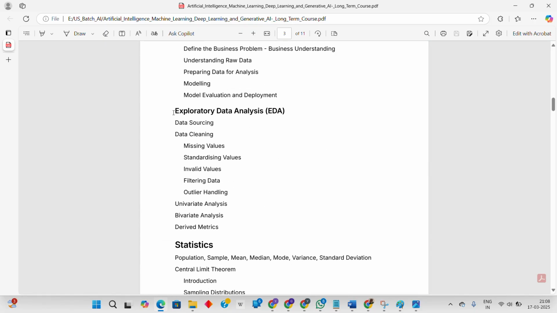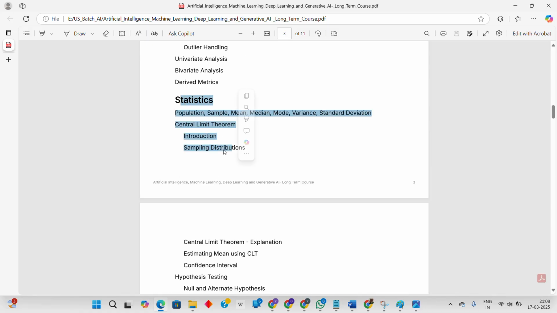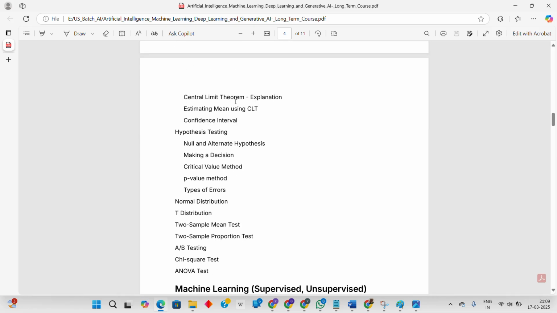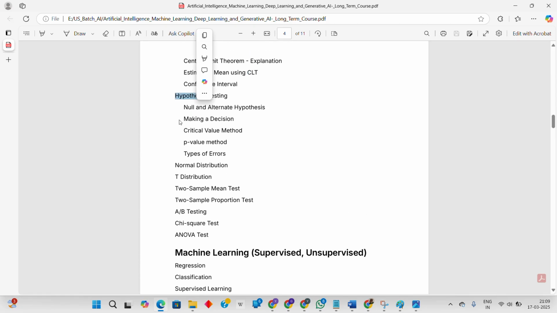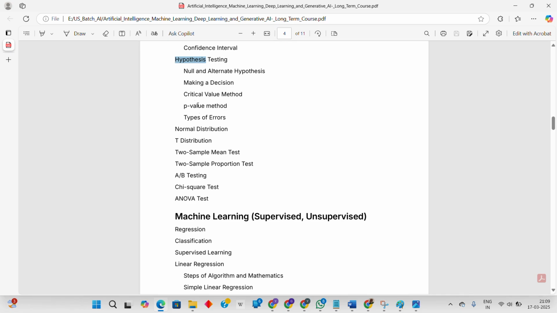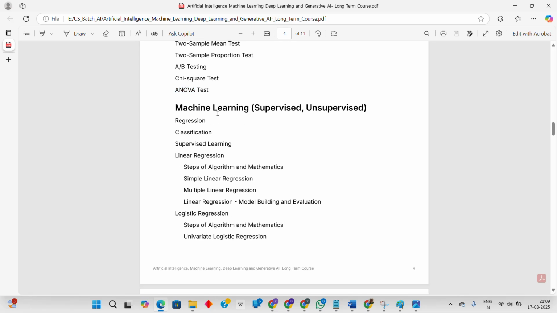Here we covered exploratory data analysis. You can see every topic being covered. Statistics also: the central limit theorem I covered yesterday, sampling distributions, and how exactly we use CLT in confidence intervals. Hypothesis testing, null hypothesis, making a decision, critical value, Z critical, T critical, P value, types of errors, normal distribution, T distribution, two sample A/B, chi-square, ANOVA. All these topics have been covered.